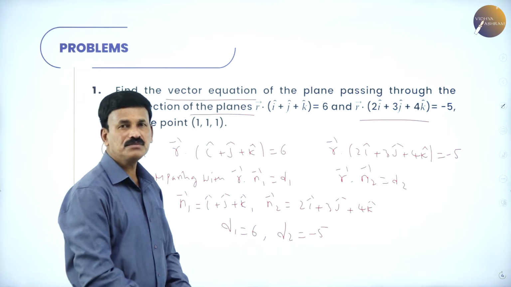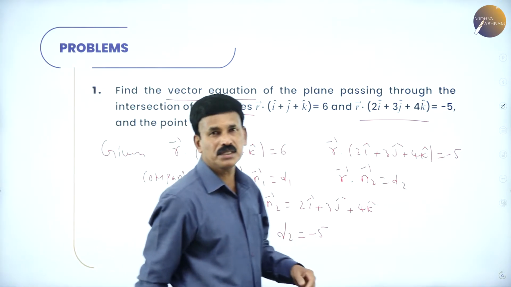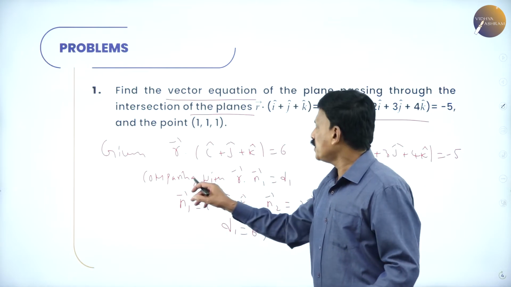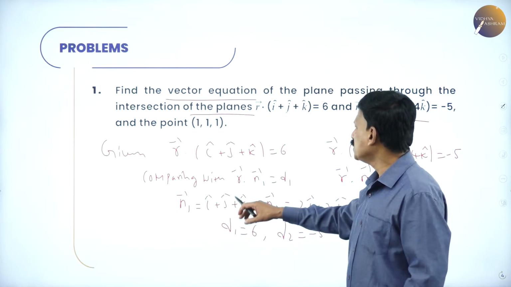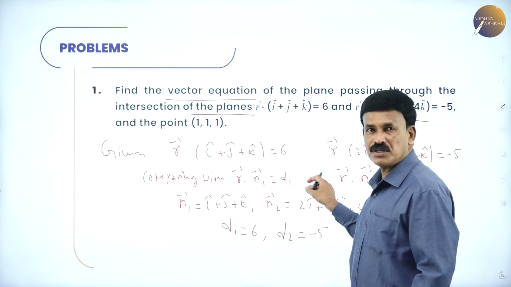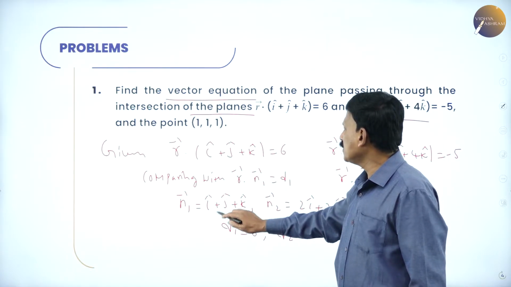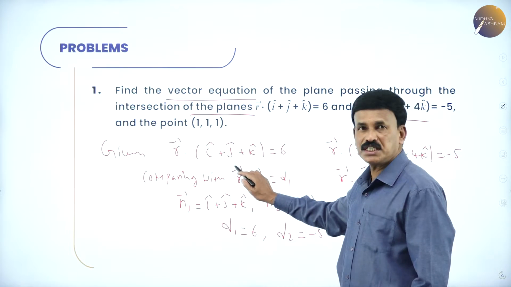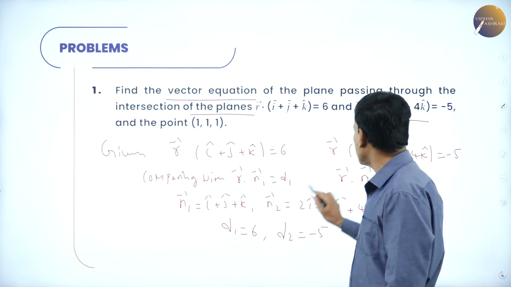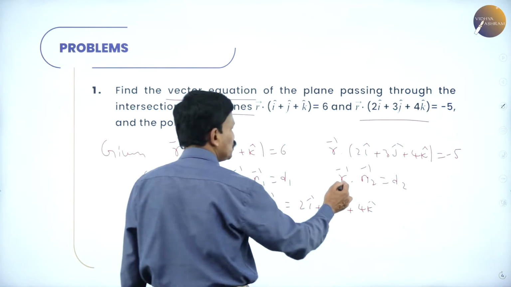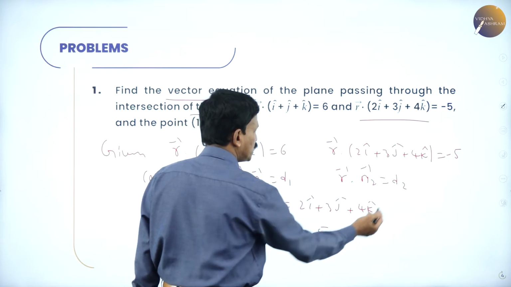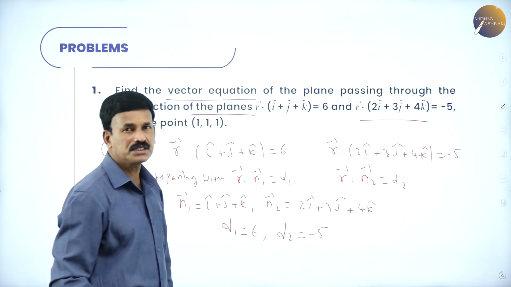Okay, first write down the given two equations of the planes. They are of the form r·n1 = d1, r·n2 = d2. So what is n1 here? Vector n1 is i cap plus j cap plus k cap, and d1 is equal to 6. Whereas vector n2 is equal to 2i plus 3j plus 4k cap, and d2 is equal to minus 5.